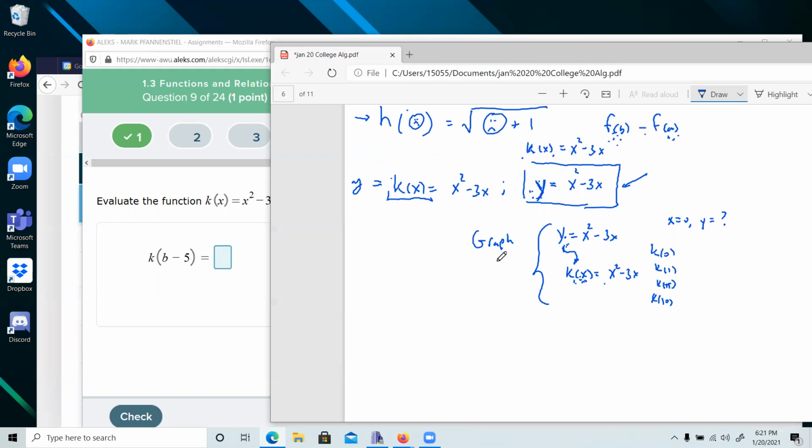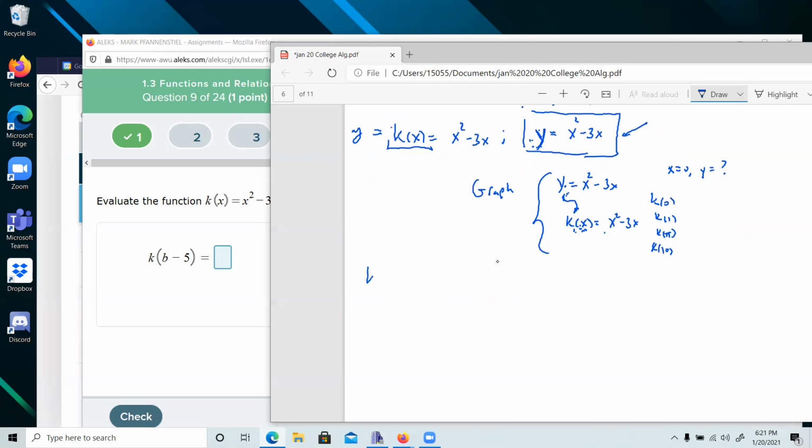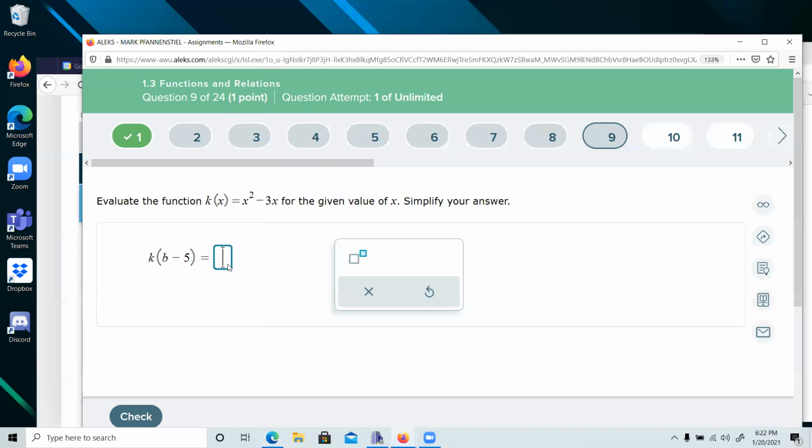All right. So they want, okay, what is k of b minus 5? Well, what does the rule say? The rule says everywhere we see an x, we're going to replace it by b minus 5. Now, they probably want us to, see, I'll try. I'll be mad if they let me get away with this, though. Oh, they don't even let you use the parentheses. Okay, well, I guess they're not going to let us get away with it.